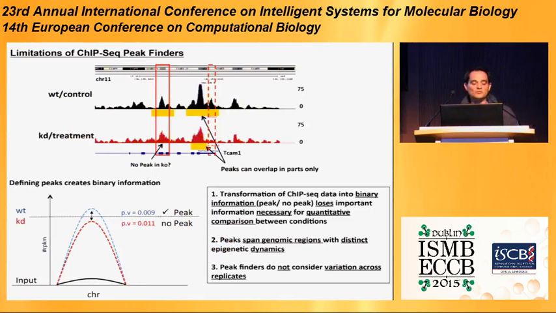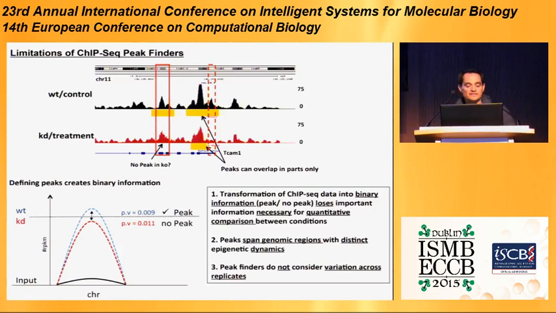So we have these cases where we have an enrichment in the wild type, for example, and the peak caller didn't identify any enrichment in the control, in the knockout or in the treatment condition here. And the question is, of course, is there really no peak? So the thing is that transformation of ChIP-seq data into binary information loses very important information necessary for a quantitative comparison between conditions. Then there's a second artifact that can be seen here, that peaks can overlap in parts only.